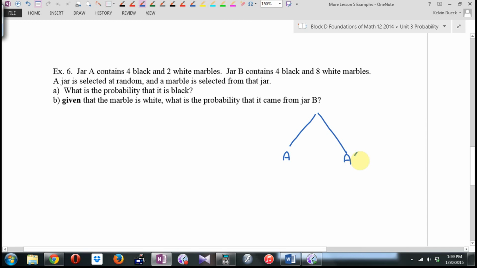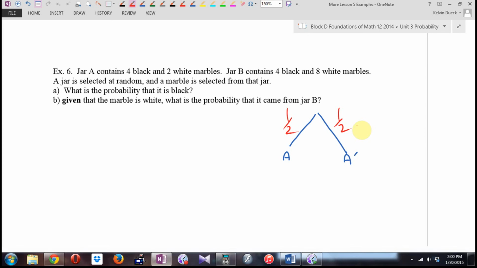Otherwise, I'm scared I might get them mixed up. What's the probability that I pick jar A? How many jars are there? I can change that. I could instead have you roll a dice, and if you get a 1 or a 2, you pick jar 1. If you get a 3, 4, 5, or 6, you pick the second jar. That would be 2 out of 6, 4 out of 6. In fact, I might do that on the test just to make it a little more interesting, because 1/2 and 1/2, Brianna's kind of boring.